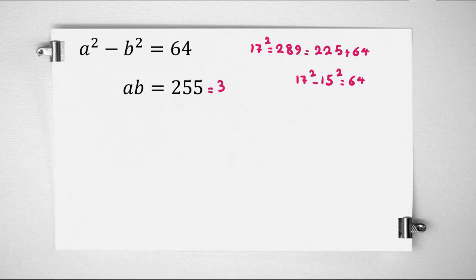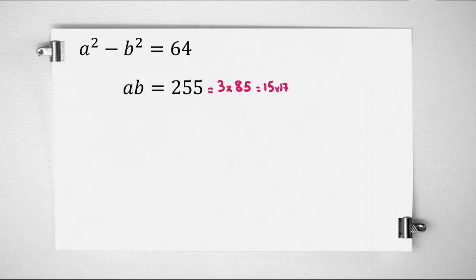We can see 255 is a multiple of 3. You can write it as 3 times 85. So it is 3 times 5 times 17, which is 15 times 17. So we found one answer, and also you can consider negative 17, negative 15. Okay, so we found two answers: A, B is 17, 15, and also negative 17, negative 15.